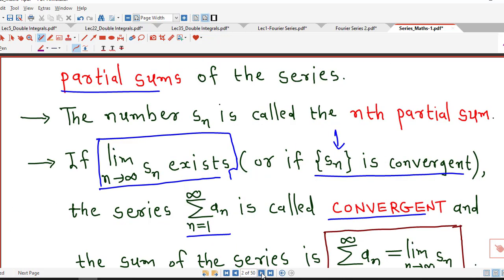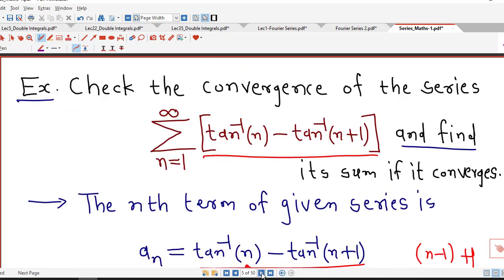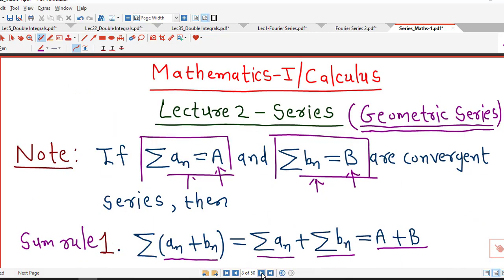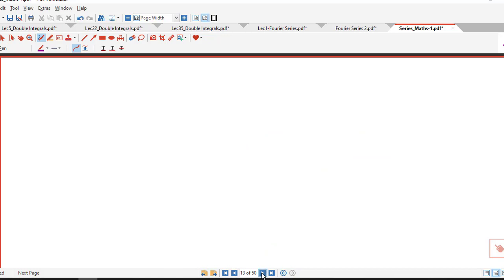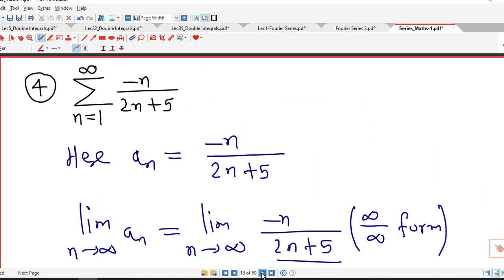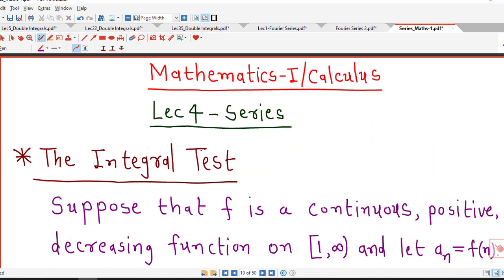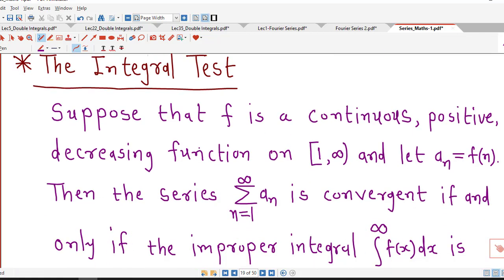So first we understand the statement of the integral test, and then we discuss some examples on the integral test. So let me find out. This is lecture number 4. Here we have written all these things.